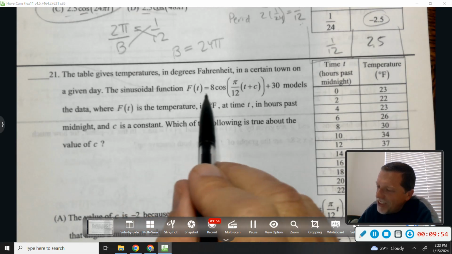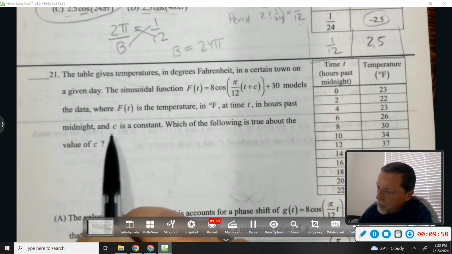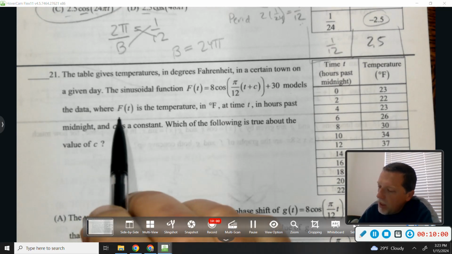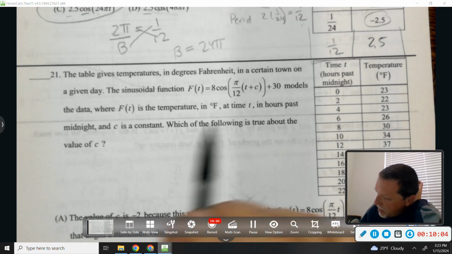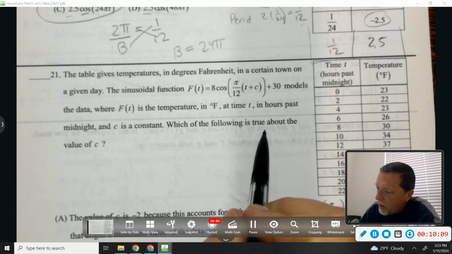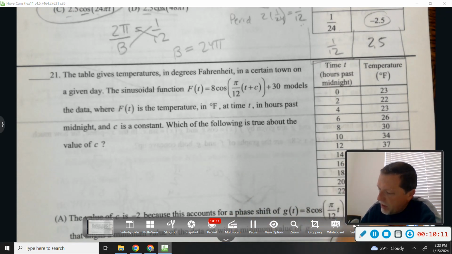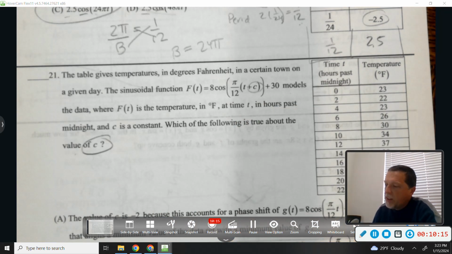The sinusoidal function is given by this, or at least models this. F is a function, and I think of t as time in hours past midnight. Which of the following is true about the value of C? Okay, so this is a lot of words, but C is this phase shift.